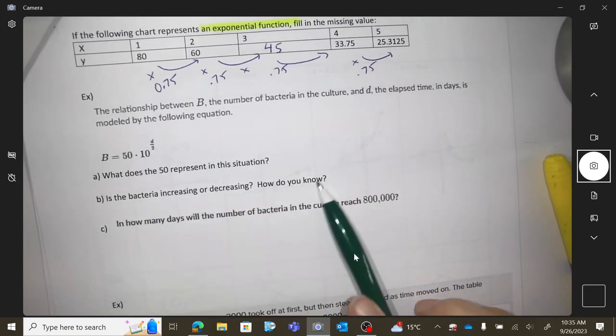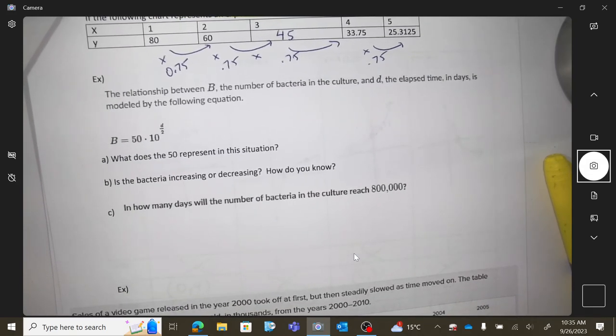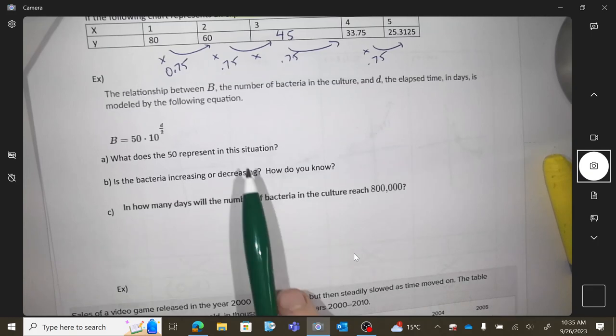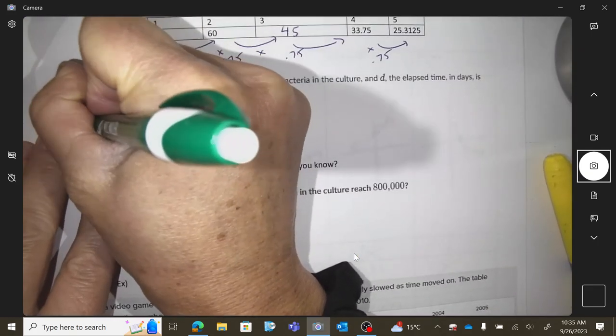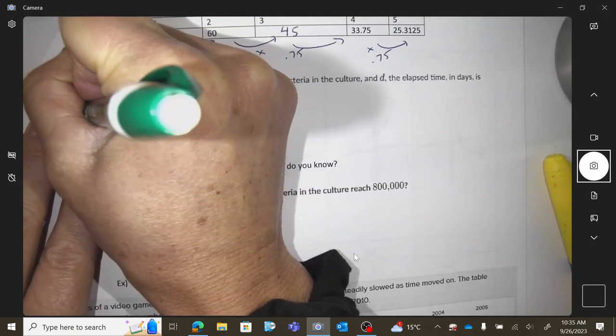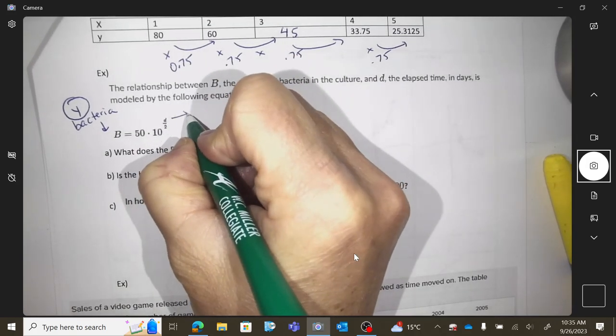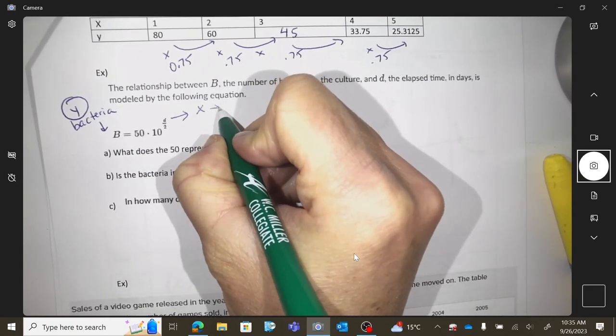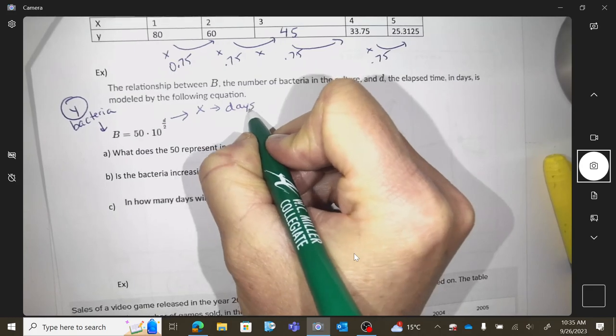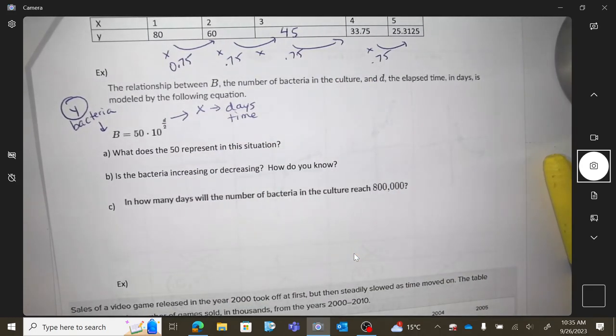Okay, here we go. Word problems. This is the main part of your test, right? The word problem stuff. B is the number of bacteria. So I'm going to do that. Bacteria is my Y. You guys are needing to get better at defining your variables. Write that out on paper. This is called my X variable, which would be time, and we're going to say days because I might have something with days and then give you hours or something different, right? And you have to figure that out separately.